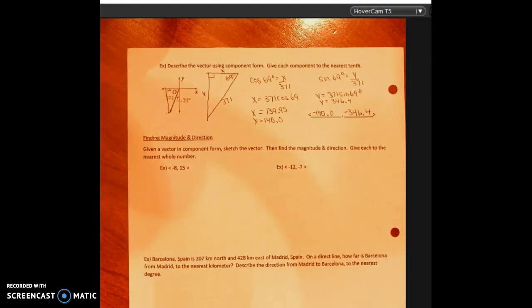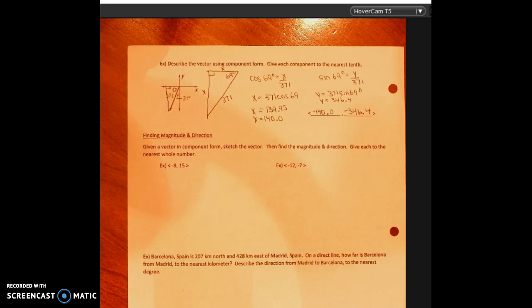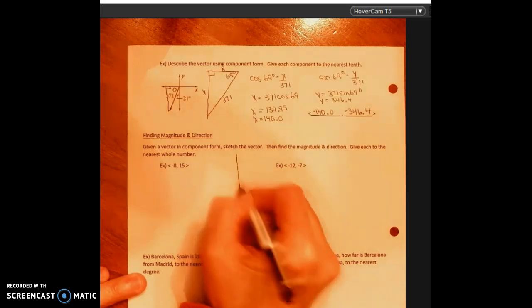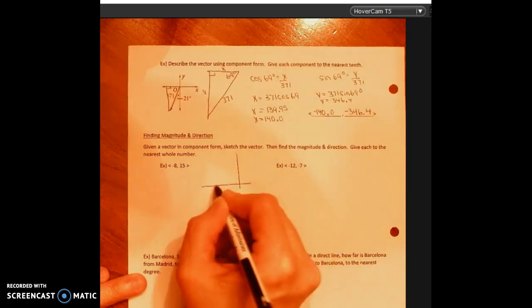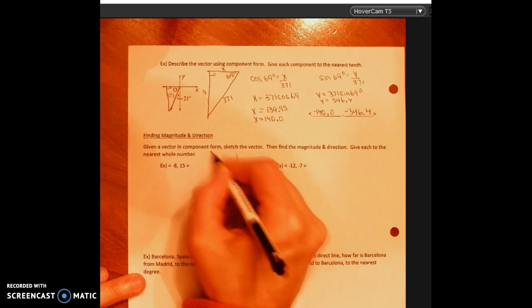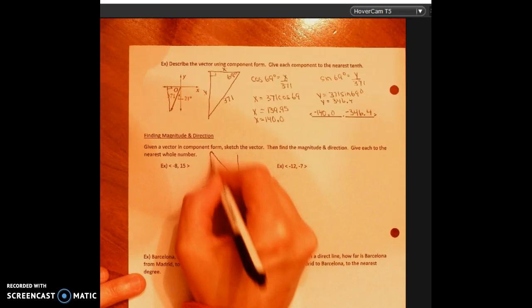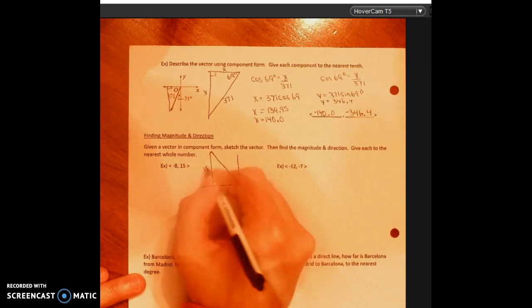Okay, let's take a look at the next example. In this case, we've been given component form, and we want to go back and find the magnitude and direction. So let's make a quick sketch of what this would look like. It says we're going negative 8, which would be here, and up 15. So a rough sketch would look like the following. We have 8 here, we have 15 here.